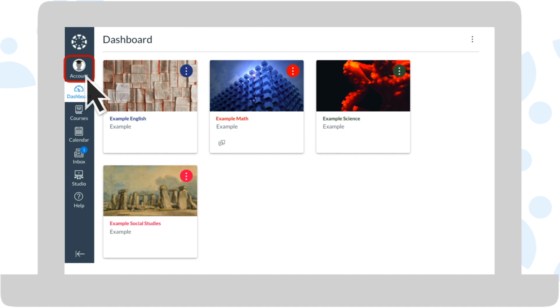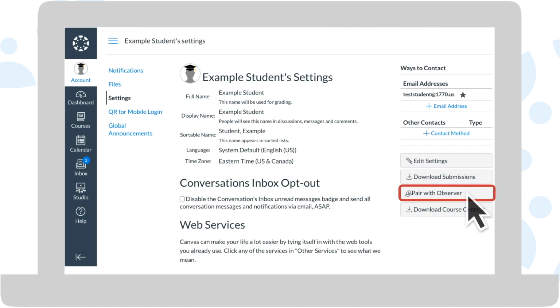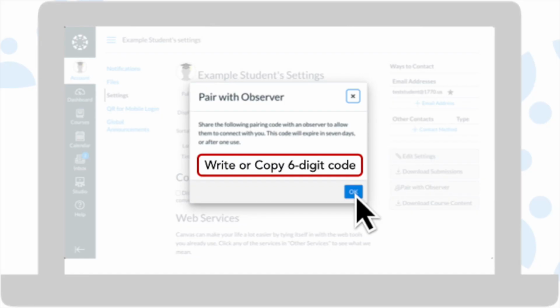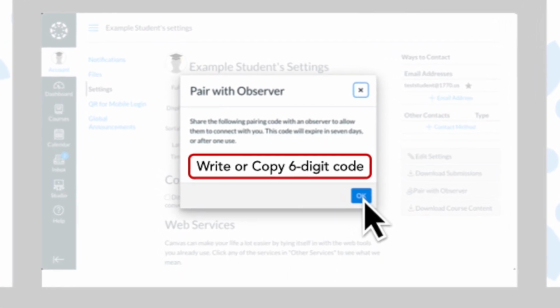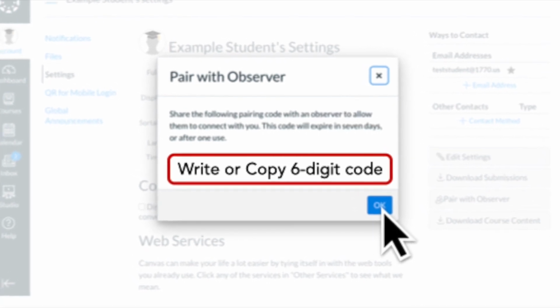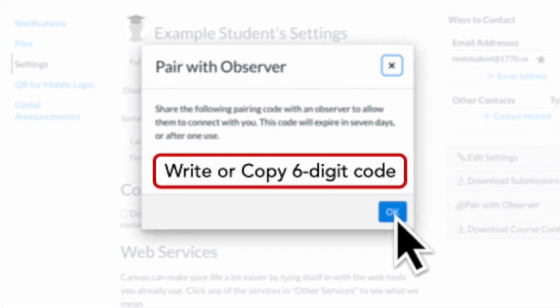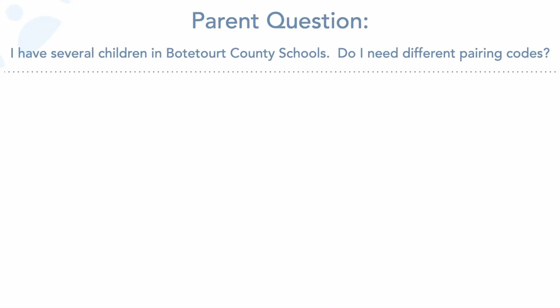Once in the Canvas system, click on the account link in the upper left corner. Select Settings in the menu that opens. Click on the Pair with Observer button on the right side of the screen. A window will appear with a 6-digit alphanumeric pairing code. Please keep in mind that this code is case sensitive, like a password, so you may want to use the copy and paste feature on your computer.